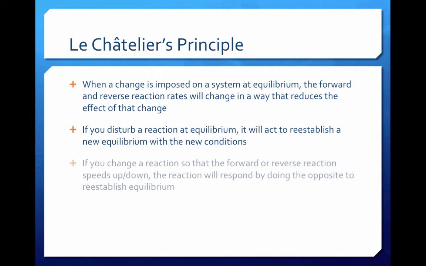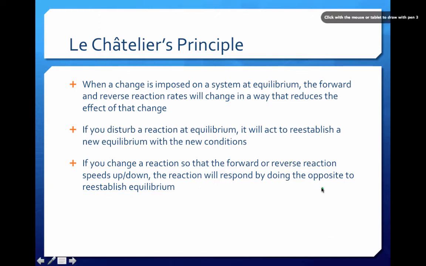Again, let's get a little bit more specific. If you change a reaction so that the forward or reverse reaction speeds up or slows down, the reaction will respond, and this is the key term here, by doing the opposite. So whatever I do to my reaction, the reaction does the opposite, and the reason is because this will help to reestablish the equilibrium we're looking for.